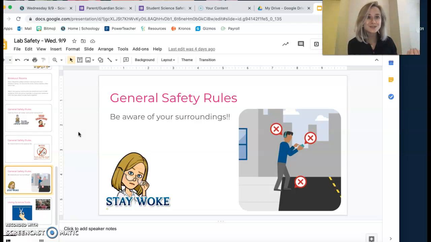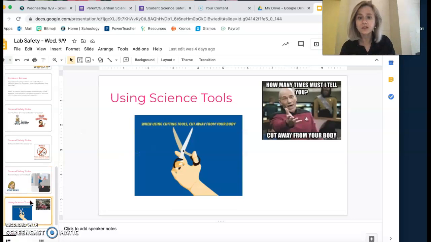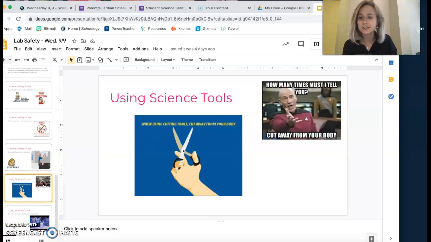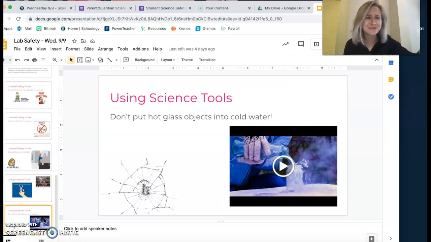Be aware of your surroundings. You don't want to be carrying something glass and then bump into somebody. You always need to be aware of your surroundings. When we use some science tools, if you're ever using scissors, you're going to cut away from you. I used to dissect sheep eyes with my students when I taught life science, and if you're ever cutting something, make sure you're cutting away from you at all times. That's a really good life skill or life rule.